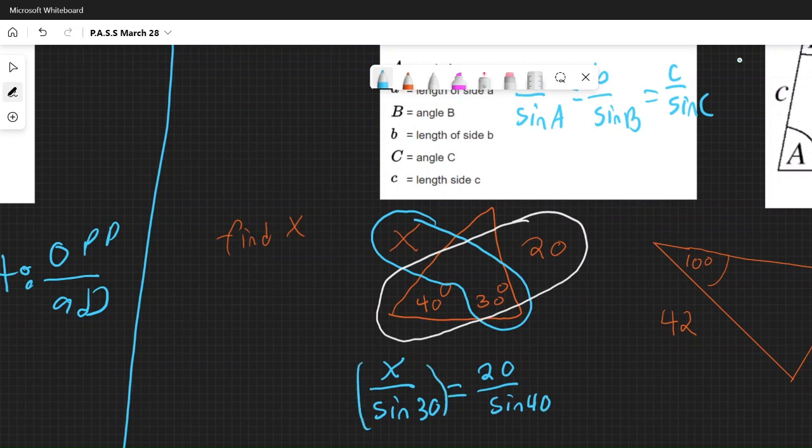So now we just multiply both sides by sine 30. That will give us x equals. One thing I forgot to mention: whenever we're using degrees, make sure that your calculator is in degrees when you're using the sine, cos, and tan buttons, or else you'll get something completely different.